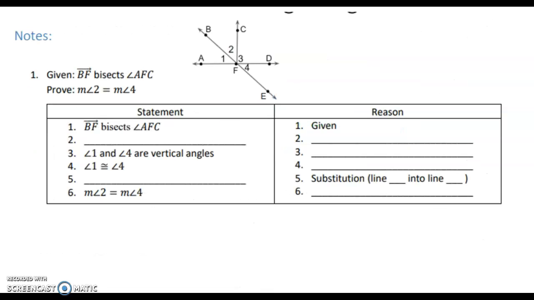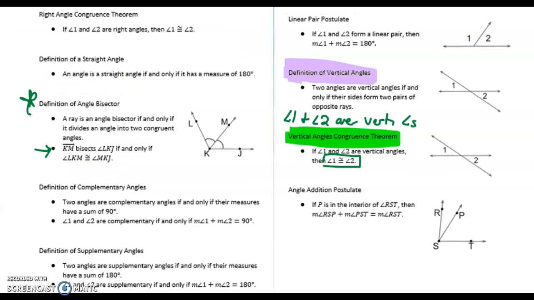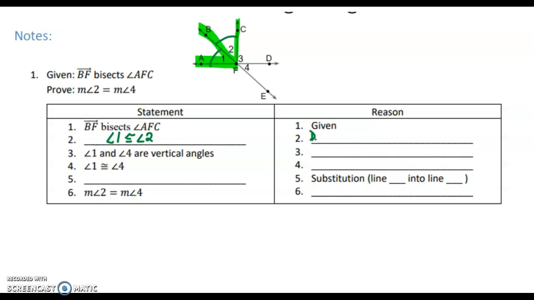So if we know BF is doing the bisecting, that's right here, and it's bisecting this angle AFC, then it is creating two congruent angles. So we could say angle 1 and angle 2 are congruent. So angle 1 congruent to angle 2, and the reason on that proof resource page was definition of angle bisector. So let me write that down. Definition of angle bisector. If you want to abbreviate, just put bisect, that's fine.